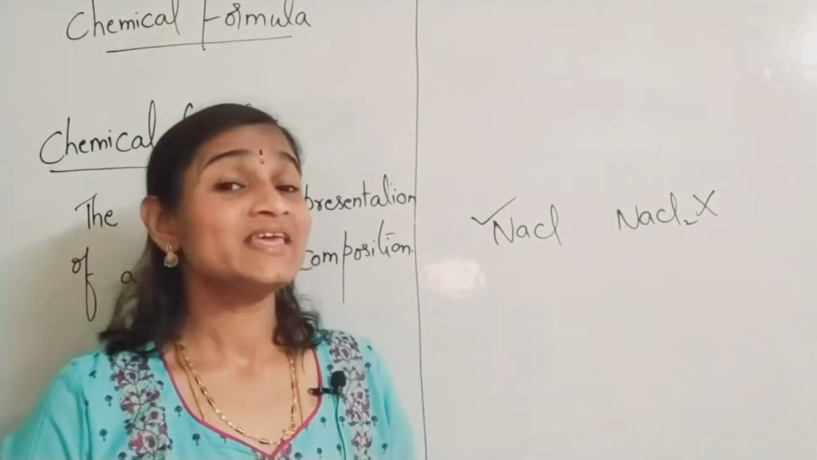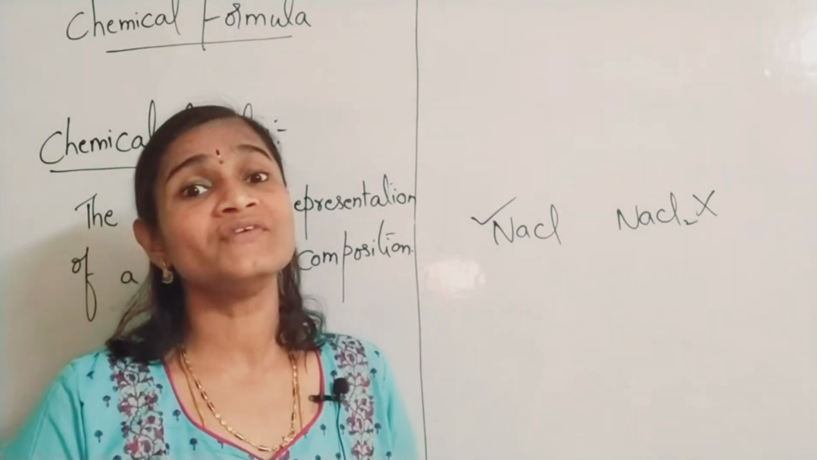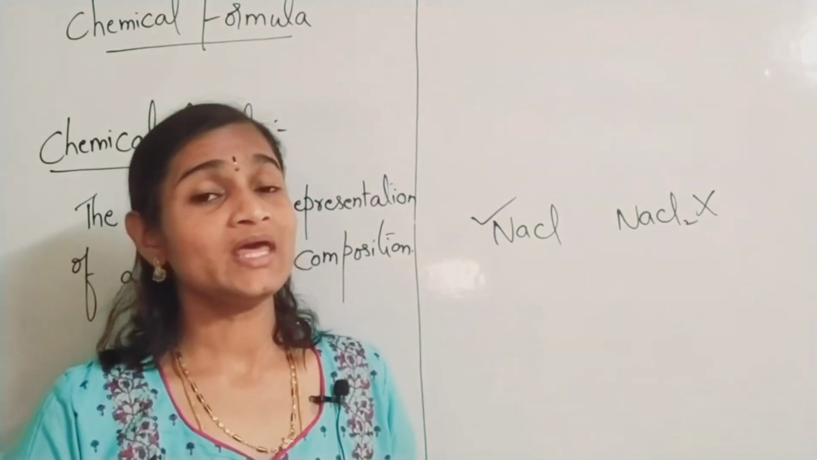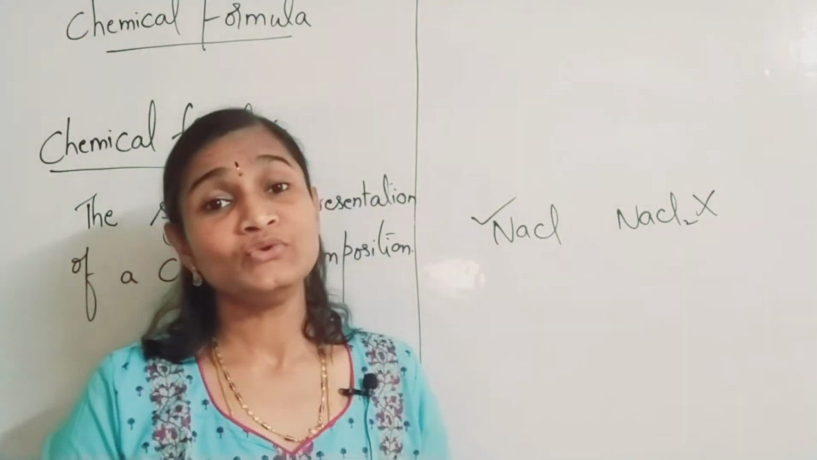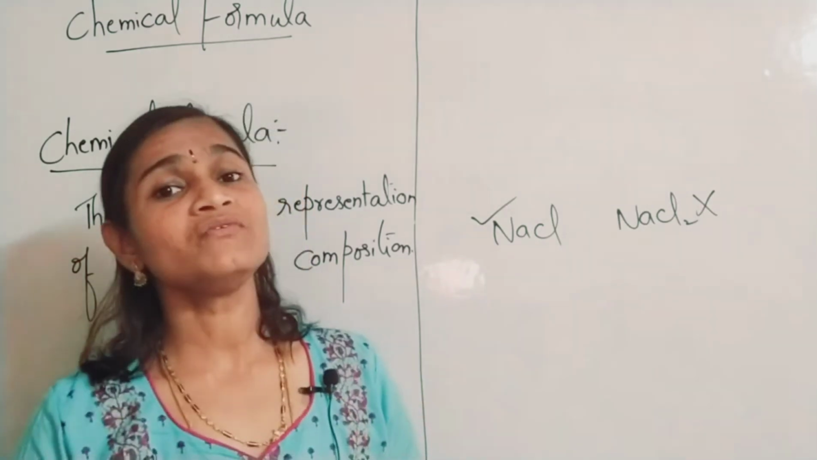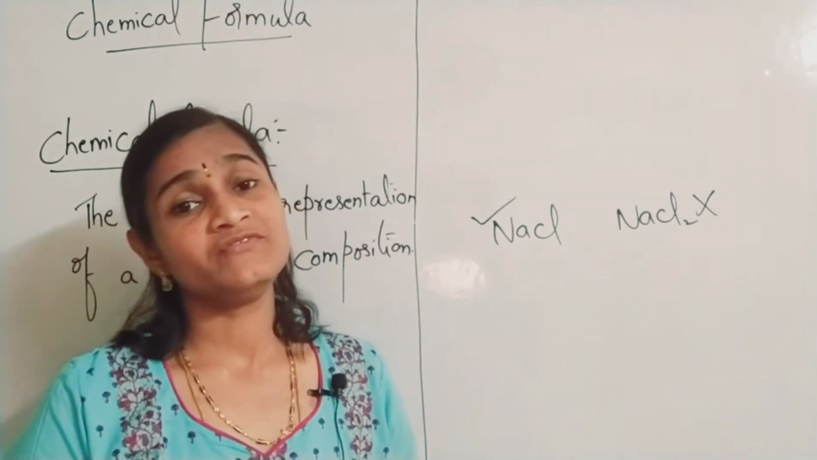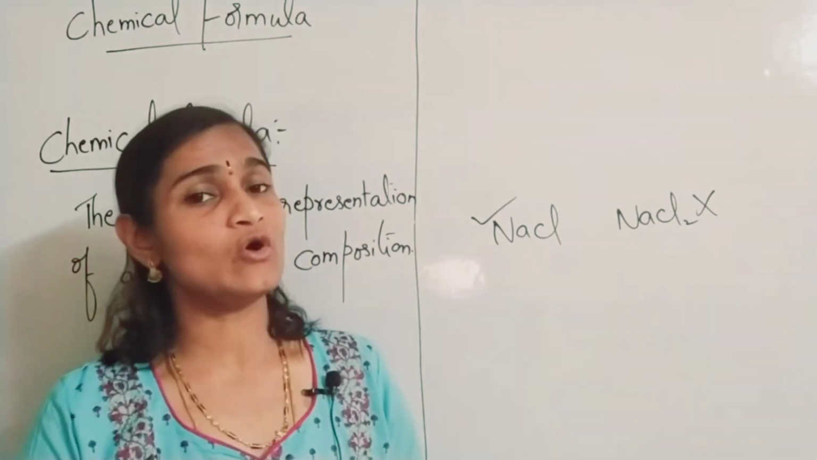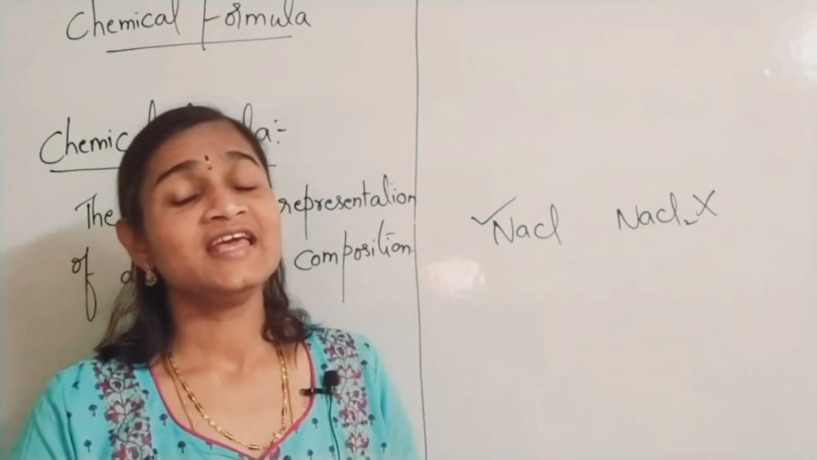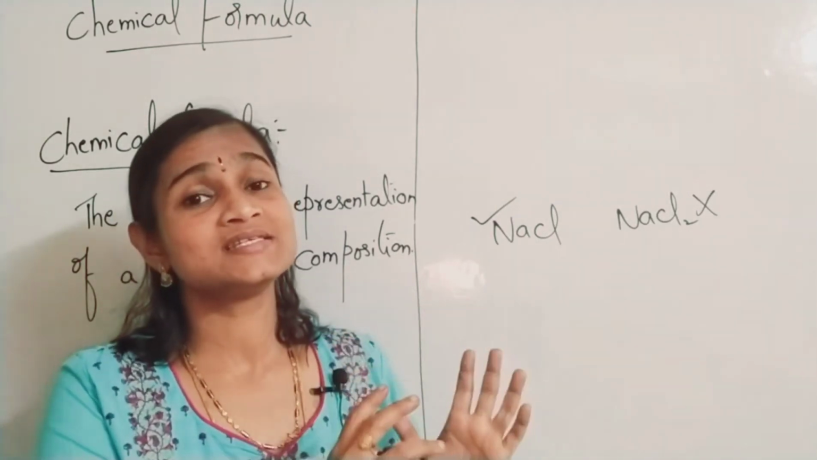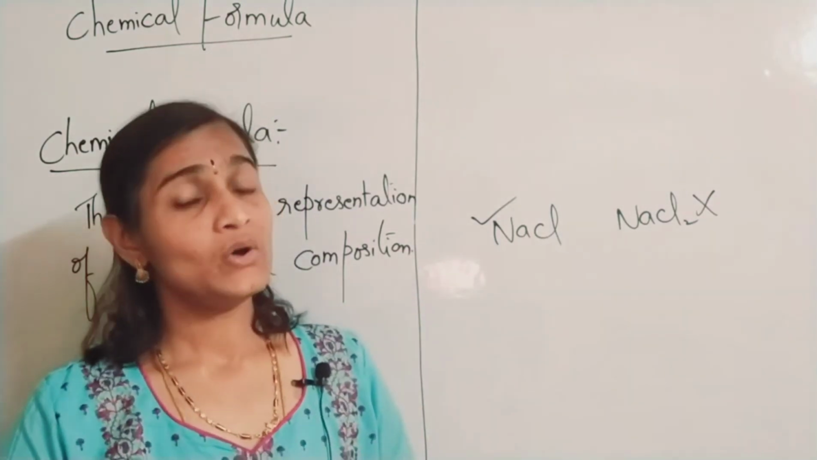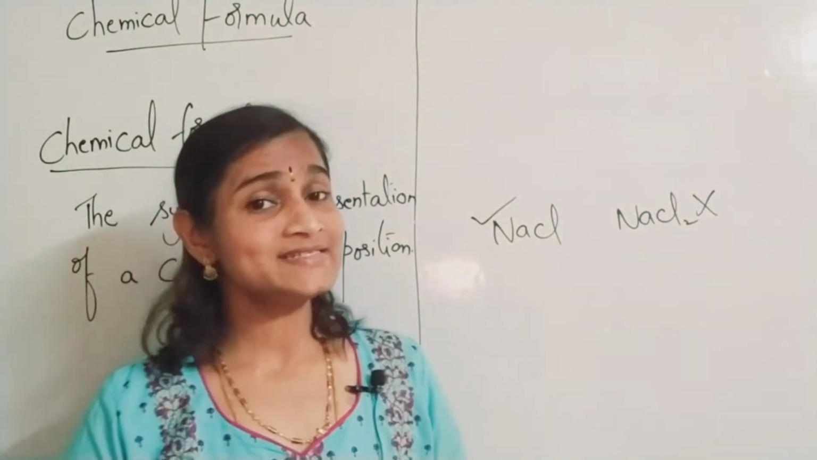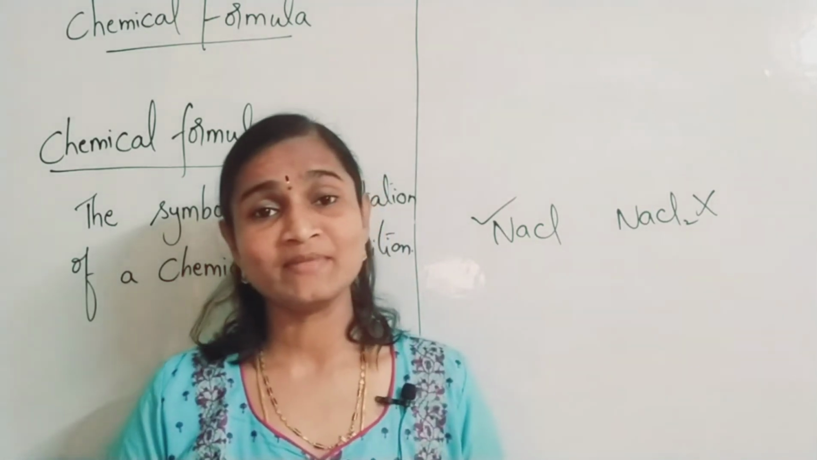Children get confused with this kind of chemical formula. This can be understood only if you know the valencies of the compounds. If you are perfect with the valencies, then it is very easy to understand how to write the chemical formula of a compound. So let us learn how to write the chemical formula.